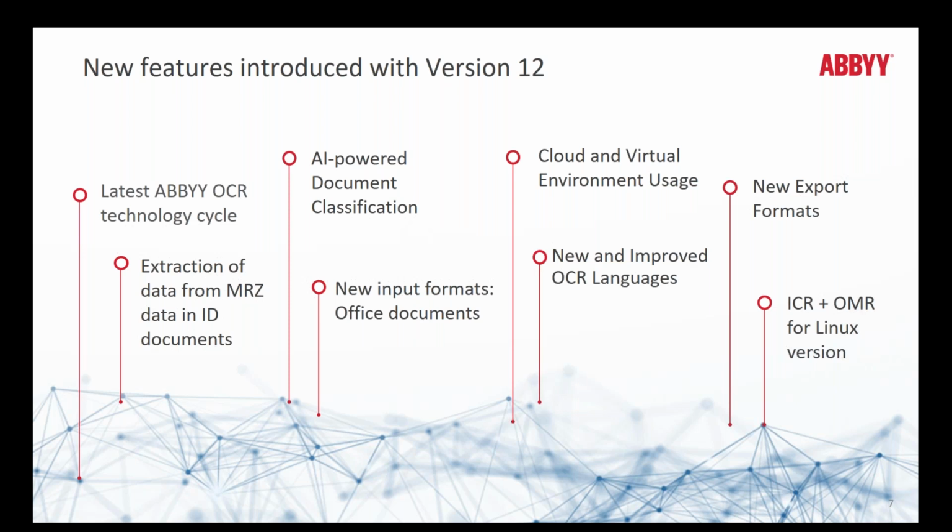Another major new functionality is support of Office document formats such as Word, PowerPoint, and other Office formats as new document input format. And last but not least, a new licensing option was introduced, which allows deployment of FineReader Engine within the cloud and virtual environments, including Docker containers.